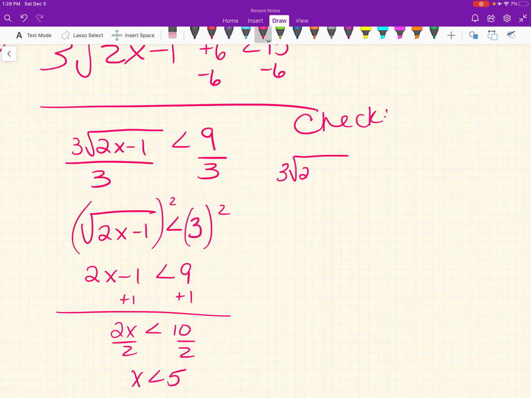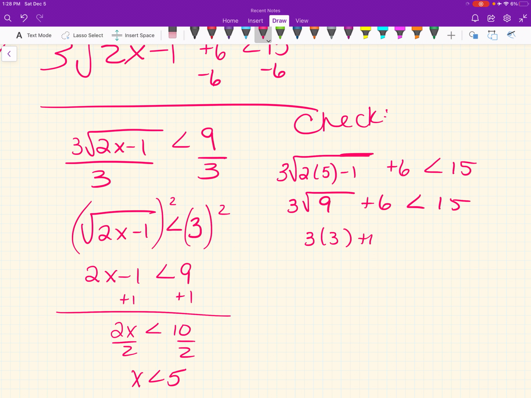It was 2 times 5, I'm putting that in instead of my x, minus 1, plus the 6. Is that going to be less than 15? If I keep the number less than 5, will that keep us less than 15? You kind of got to think about this logically, because this is going to equal 15, I believe. But we're saying we're going to keep it less than 5, so this will work. This is true. As long as we stay less than 5, then this will keep us under 15.